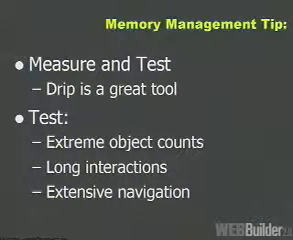And so even if you're conceptually doing all the right things, you really need to measure and to pay attention to what's happening. There's a tool called Drip, which is really good for doing this. Most of the problems exist for IE. Drip focuses on IE. As you're trying to measure and as you're trying to test, you want to look for three things. The first is kind of extreme object counts. So what happens when I have 10,000 email messages?